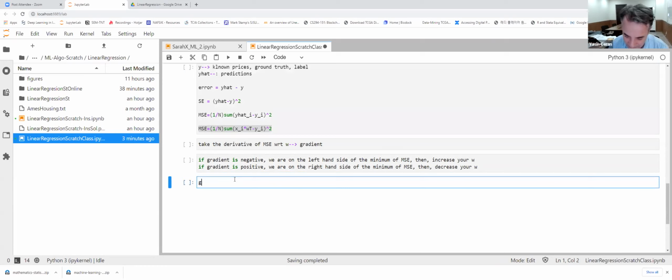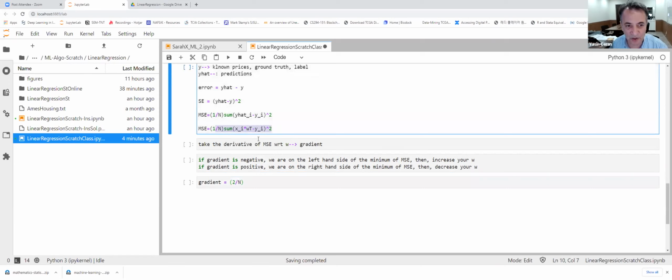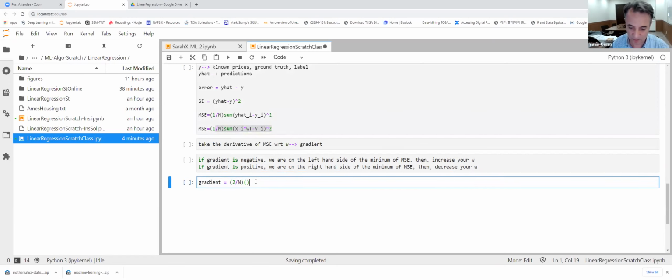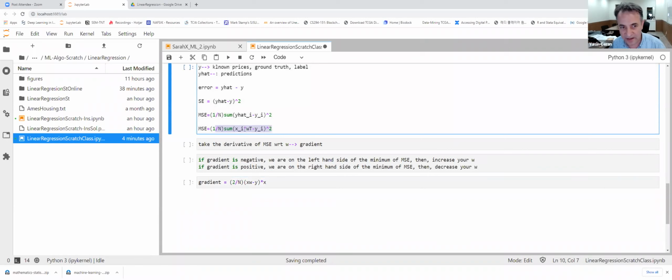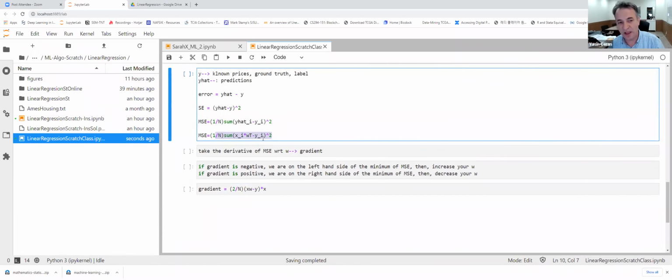The gradient will be 2 over n. I'm taking the derivative of this term with respect to W. It's going to be 2 over n times (xw minus y) times x, right? So the square term comes to the left hand side as 2. I have one (xw minus yi), and then take the derivative of xw minus y with respect to w, it's going to be x. So this is my gradient.